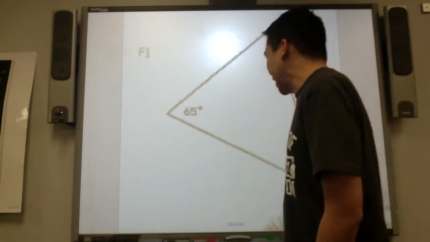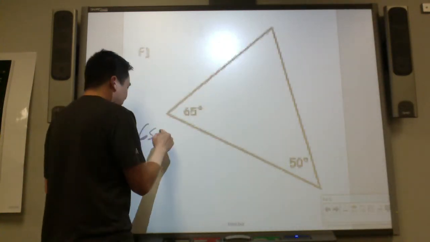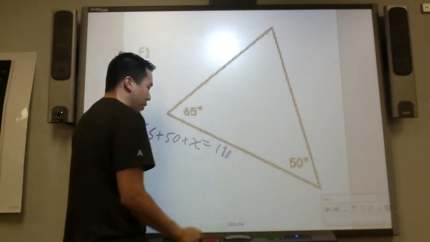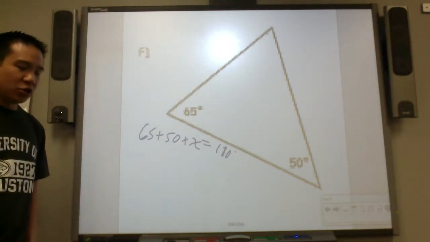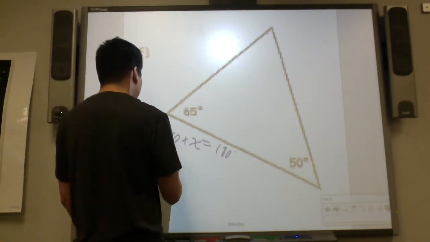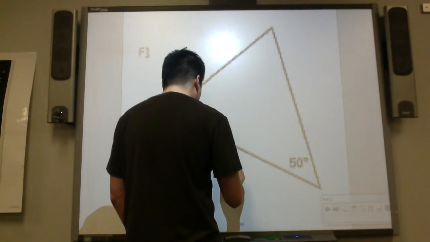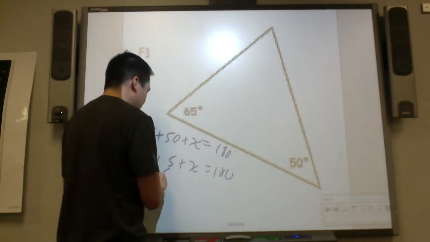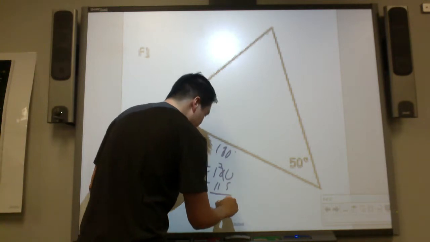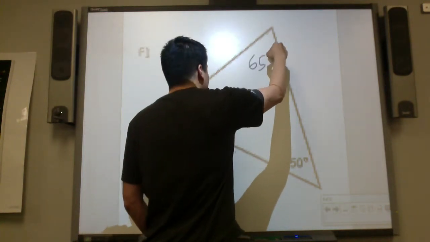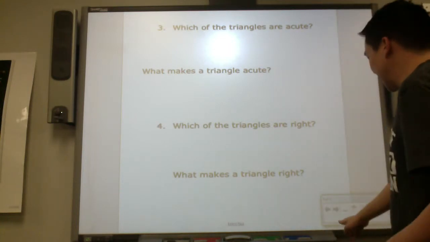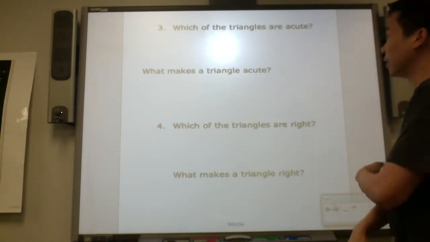And last but not least, 65 plus 50 plus x adds up to 180. Again, why 180? The three interior angles of a triangle add up to 180. 65 plus 50 is 115, plus x is 180. The inverse operation is subtract. So we have 65 degrees.